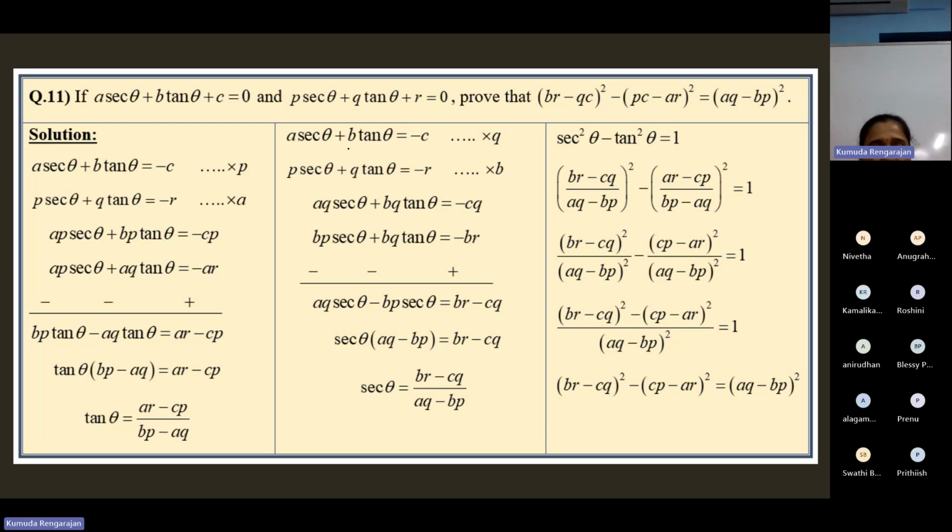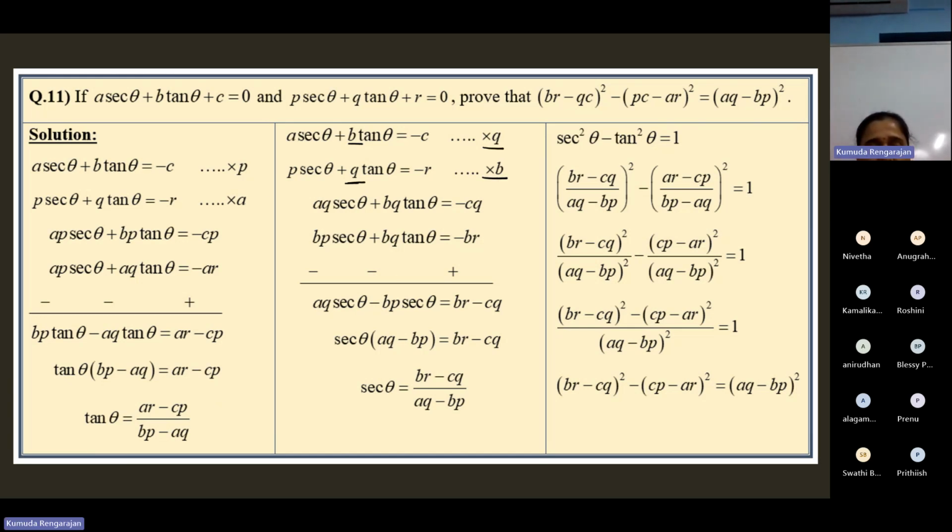So here what do you have? B tan theta. Here Q tan theta. So this should become BQ and this also should become BQ, because tan theta and tan theta. This is B, this is Q. So this should become BQ. This also should become BQ, right? So this is B, so you multiply that with Q. We have B here, so multiply by Q. Here we have Q, so multiply this one with B.